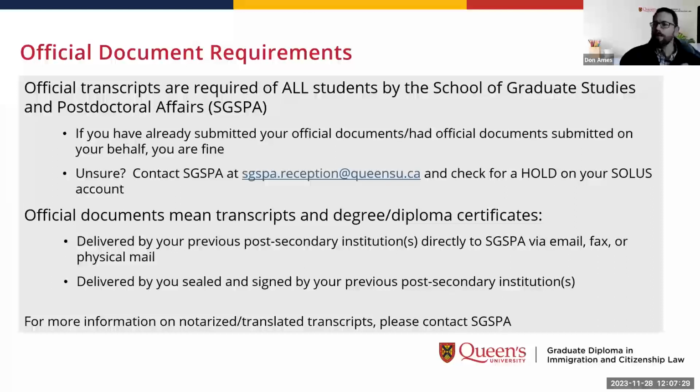If you happen to have your own copies of transcripts, if they are sealed by your institution, you can send those to the SGSPA office on your own accord. Be cautious, because those documents then become the property of Queen's University and they are not returned. Or if you have an opened copy, you could potentially take it to a notary public and have it sealed and signed and marked official. I would contact SGSPA to confirm what the situation is for notary public copies of transcripts. Again, any questions in this regard, if you see that there's an academic hold on your file, and we'll cover that a little bit, make sure you're contacting SGSPA directly.